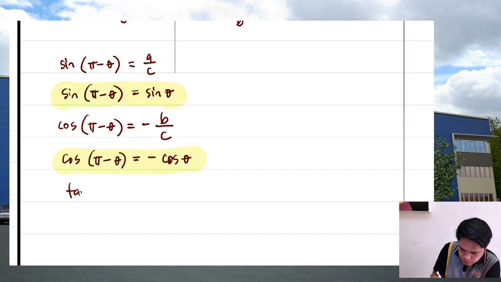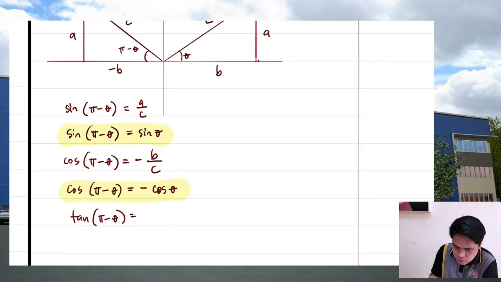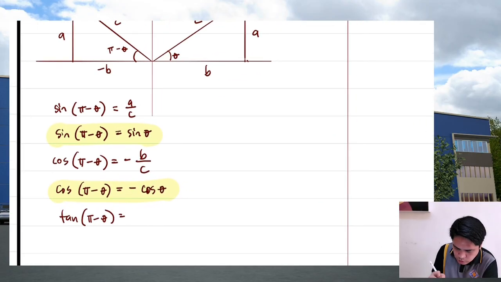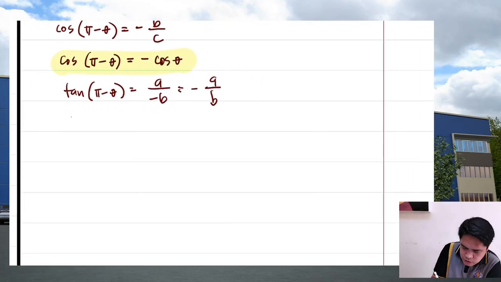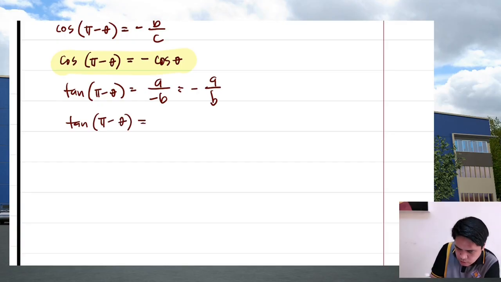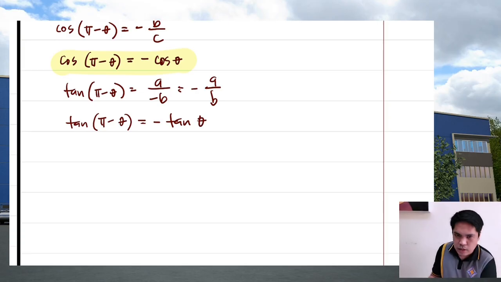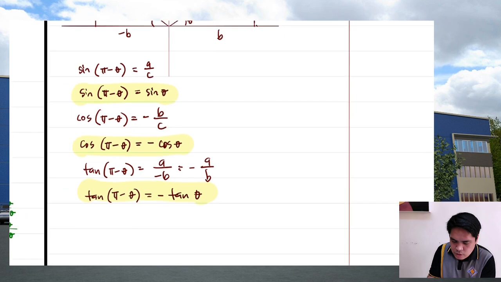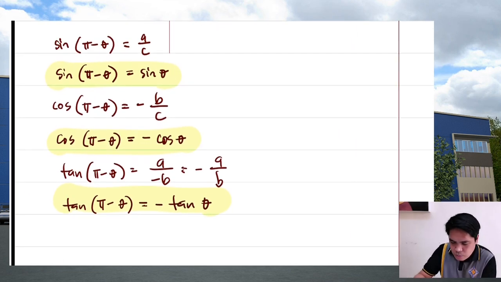And tangent of pi minus theta is equal to opposite over adjacent, which is negative B, or negative A over B. And A over B is tangent. So, tangent of pi minus theta is equal to negative tangent theta. So, that's the identity. Memorize again.